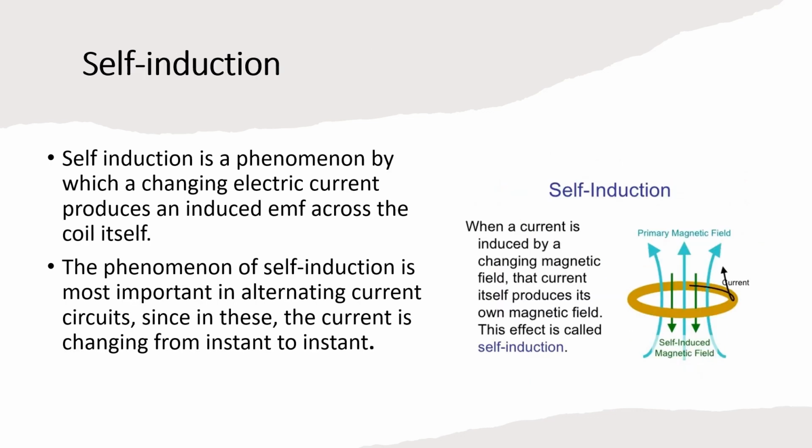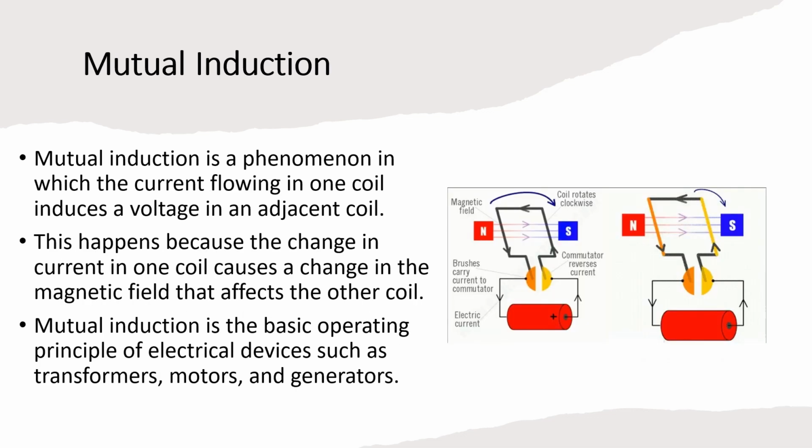Self-induction is a phenomenon by which a changing electric current produces an induced E.M.F across the coil itself. The phenomenon of self-induction is most important in alternating current circuits, since in these, the current is changing from instant to instant. And finally, mutual induction is a phenomenon in which the current flowing in one coil induces a voltage in an adjacent coil.